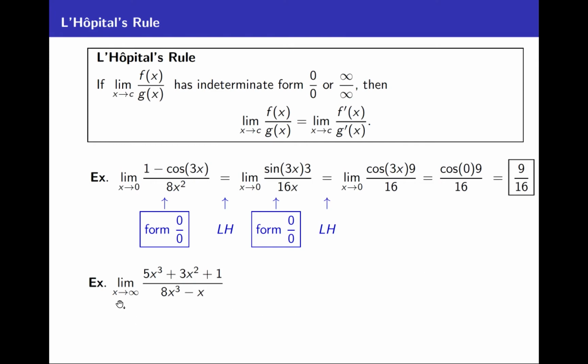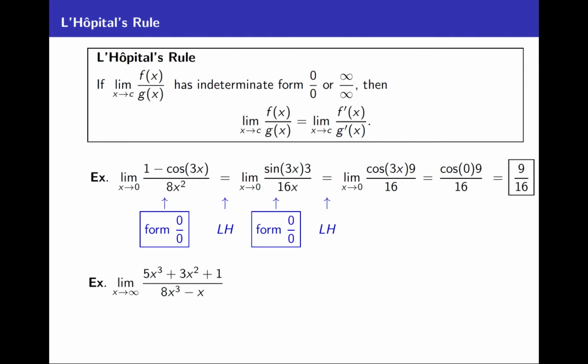Second example. Limit as x goes to infinity of 5x cubed plus 3x squared plus 1, all divided by 8x cubed minus x. This is the limit as x goes to infinity of a rational function. And you will recall that you have several techniques from way back in chapter 2 for computing this limit. The simplest is that you would just look for the highest powers of x on top and bottom and pick off those coefficients 5 and 8, and you know that the answer is going to be 5/8. That's what this limit is going to equal.